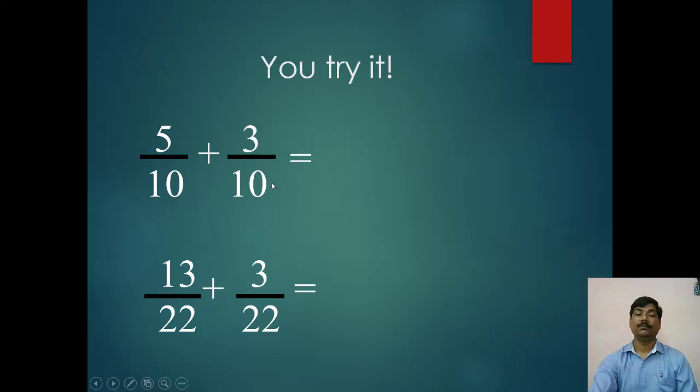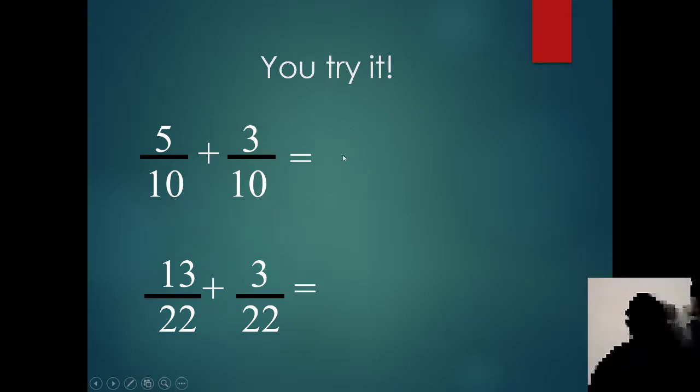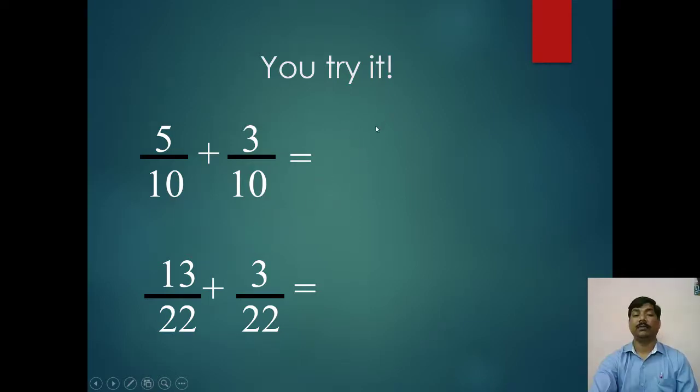To add them, we will add the numerators to get the numerator of the resulting fraction. So we will add 5 and 3. Here it will be 8. This 8 will be the numerator of the resulting fraction. And what will be the denominator of the resulting fraction? The denominator will be kept the same. So the result will be 8 upon 10. What will be here? 8 upon 10.